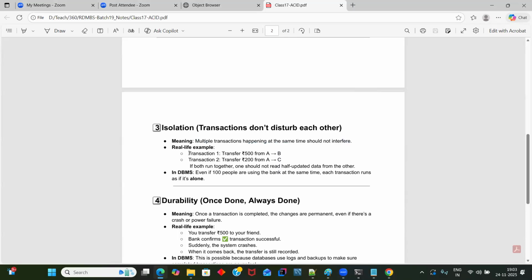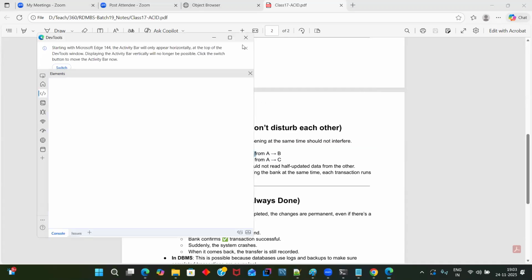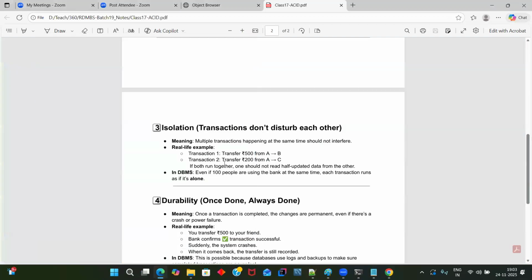See here, transaction one: these guys are sending 500 from A to B account, and transferring 200 from A to C account. See, the source account is the same, but the destination accounts are different. If both run together, one should not read updated data from the other. So in a DBMS, even if 100 people are using the bank at the same time, each transaction runs as if it is alone. So I explained it, right? Isolation means every query will run individually.